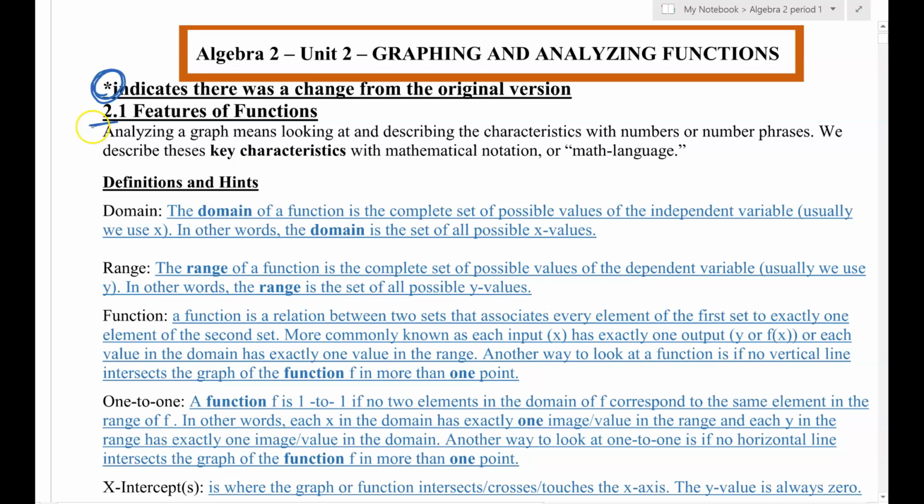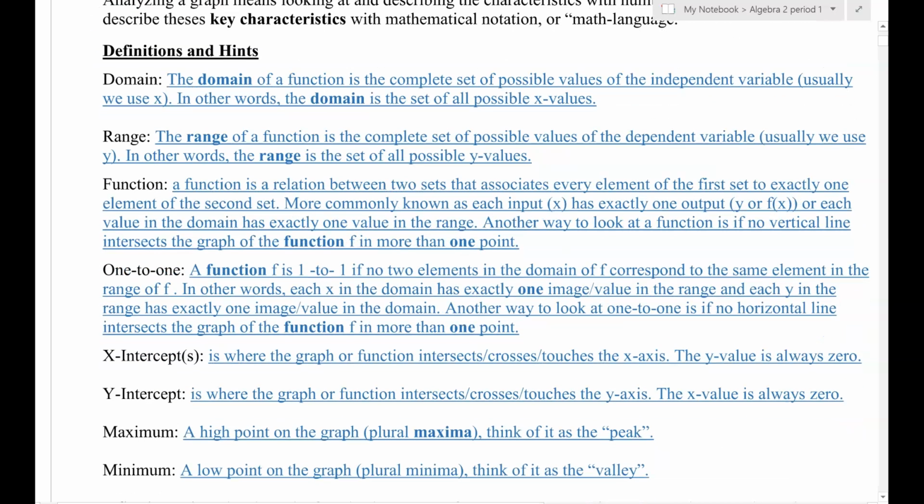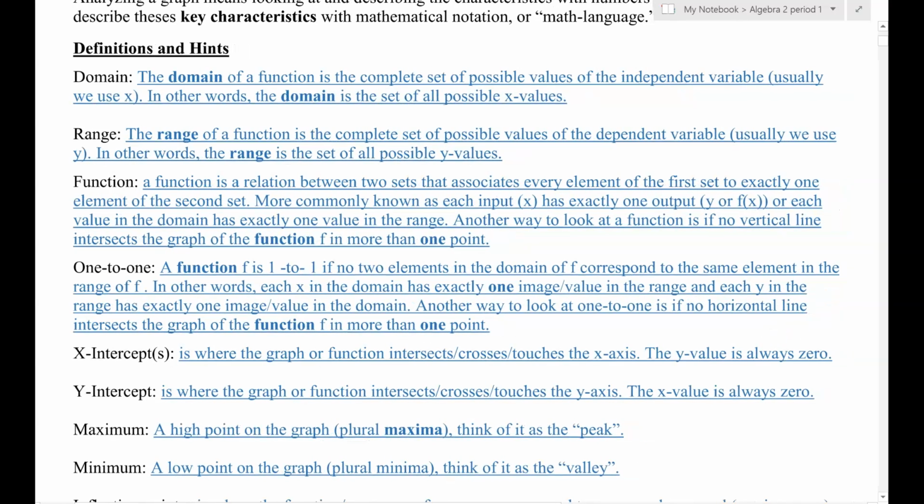So section 2.1, features of functions. Analyzing a graph means looking at and describing the characteristics with numbers or number phrases. We describe these key characteristics with mathematical notation or math language. Below this in your notes packet, they are all blank. So what you need to do is probably hit pause and write it down. As I'm reading through them, I'm going to be explaining them and maybe draw out some pictures, okay?